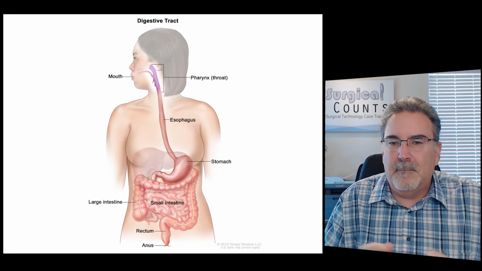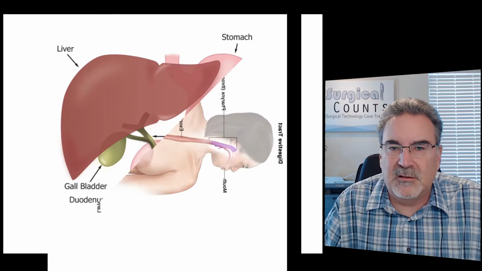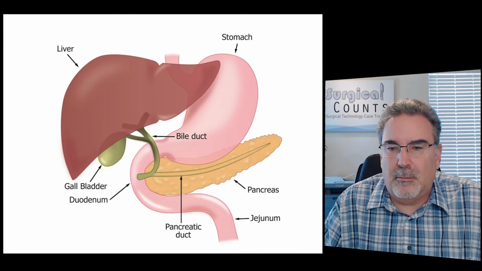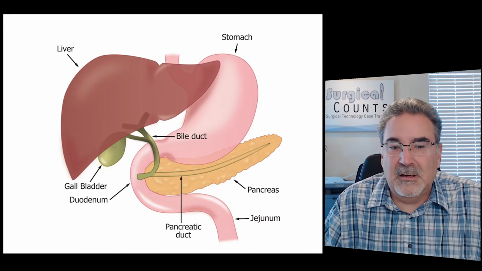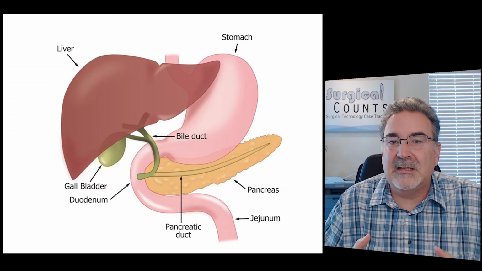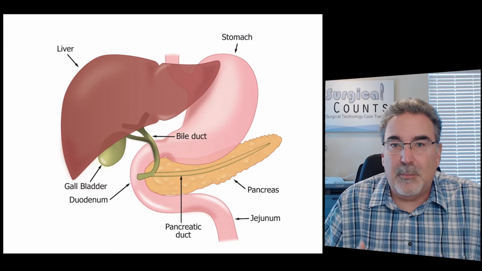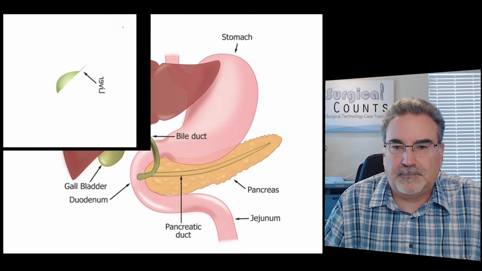But beside and going along with the digestive system, you have a couple of other very important organs. You have the liver, the gallbladder, and the pancreas. Now, the pancreas is really important because of what it does. What the pancreas does is it provides the juices, the enzymes that help digestion happen.